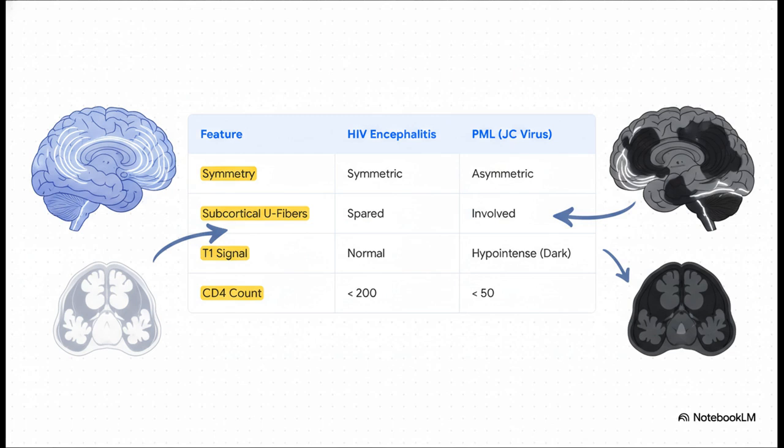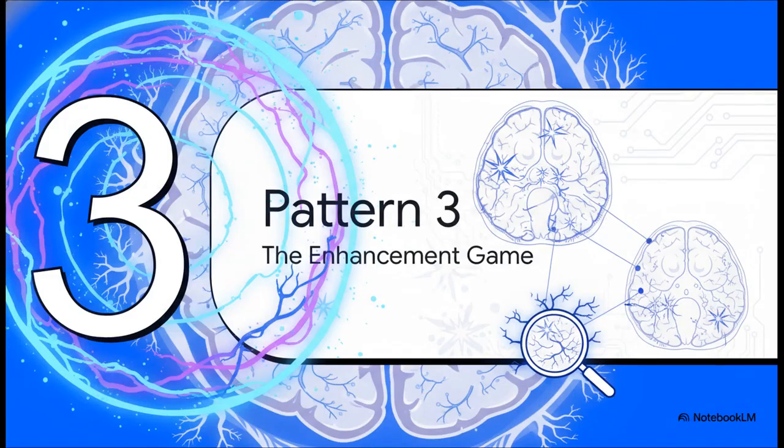That's the highest yield differentiator. Okay, pattern number 3. Let's play what I call the enhancement game. How something lights up with contrast and where it lights up can tell you so much. This is how we're going to solve some of those classic diagnostic puzzles, and we'll start with meningitis.